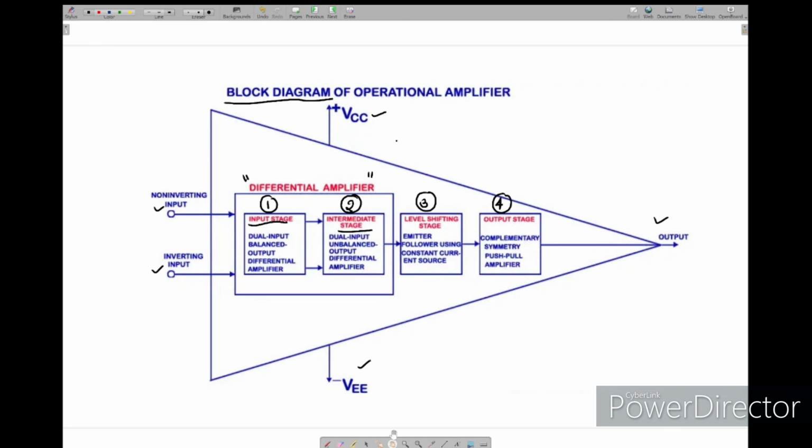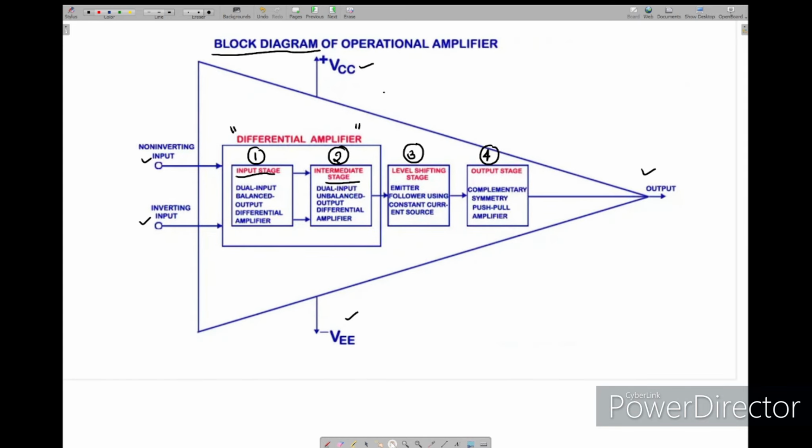Here we will see the significance of each stage. The first stage in the internal block diagram of the op-amp provides very high input impedance. Sorry, I forgot to tell, this is a dual input balanced output differential amplifier. Dual input means we are giving 2 inputs to the differential amplifier, with balanced output.